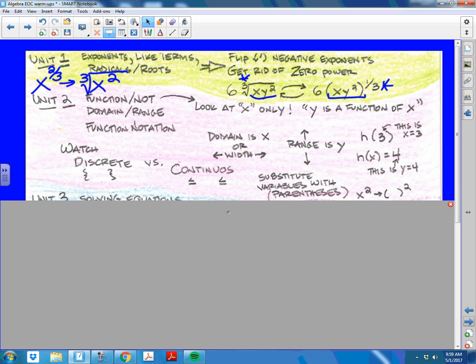For function, not a function, look at the x value only. Remember, they use that phrase, is y a function of x? That simply means, is it a function?